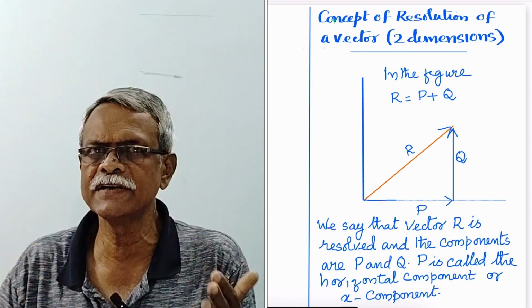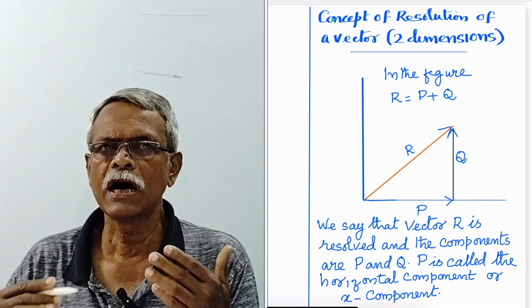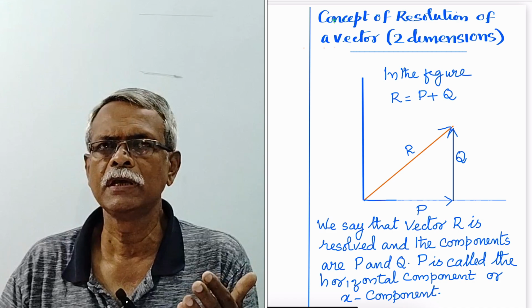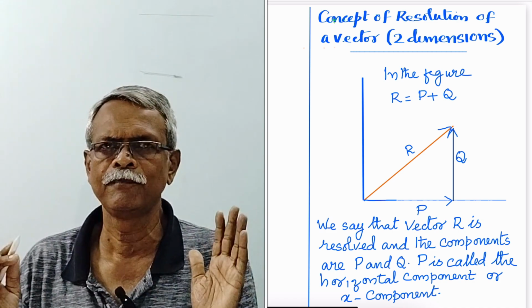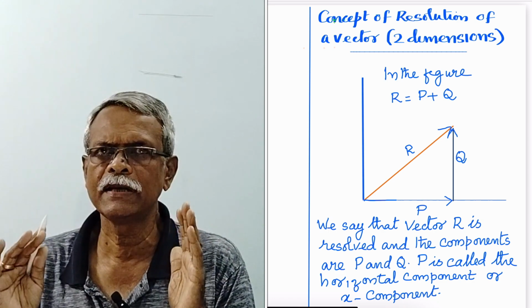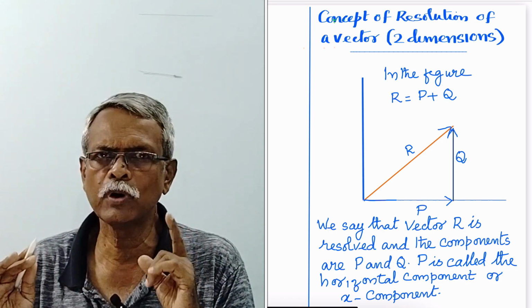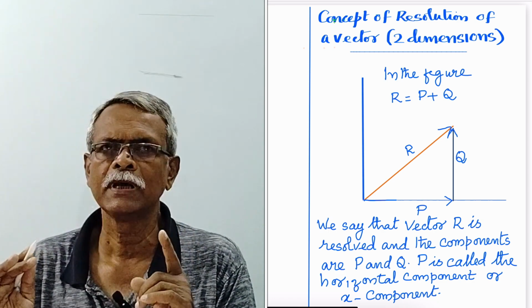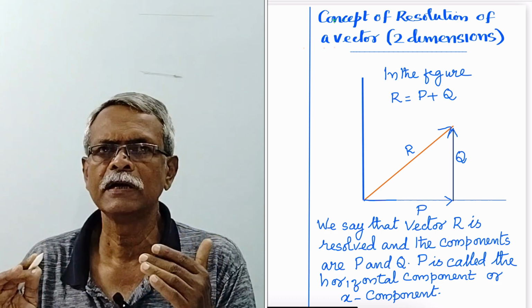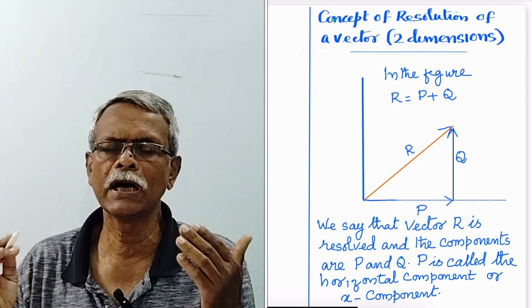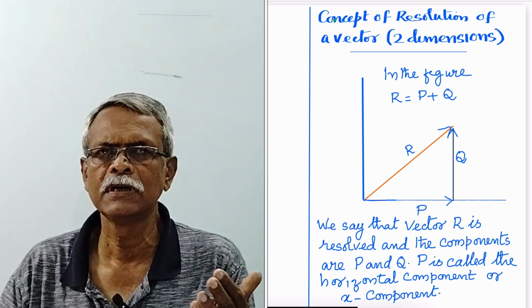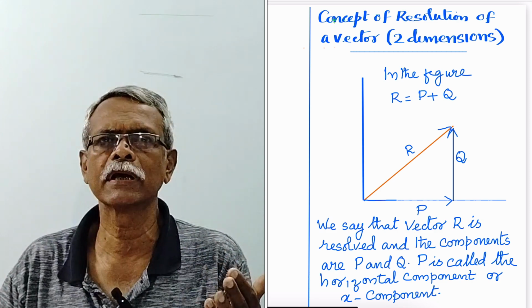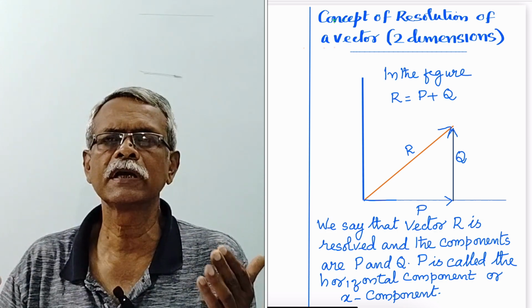The only condition is that the other two vectors should be non-collinear. They should not lie along the same line. Therefore, we can see that if you have a vector, it can be represented in terms of two other non-collinear vectors in two dimensions and three other non-collinear vectors in three dimensions.